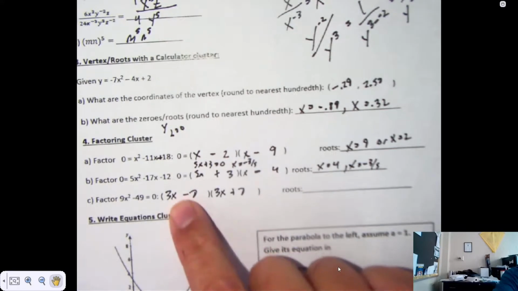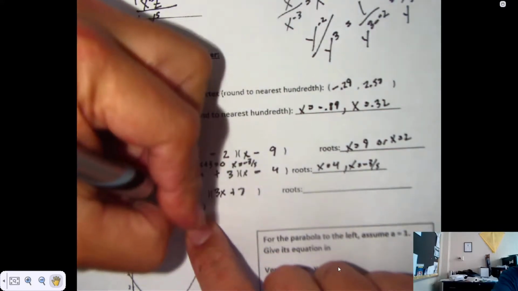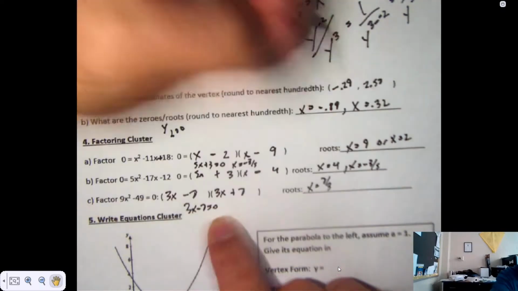A little more work on these. Remember, you think about being equal to a 0. You're going to add 7 divided by 3, 7/3. Subtract 7 divided by 3, negative 7/3.